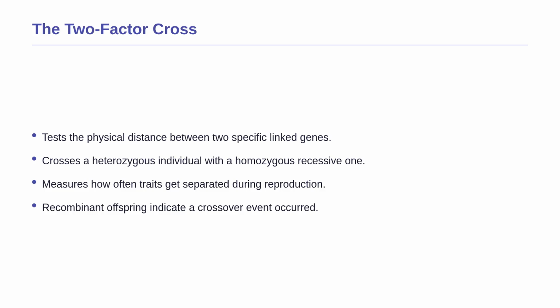Now that we understand what linkage is, let us look at how we measure it. A two-factor cross, also known as a two-point test cross, is our way of testing just how close two specific genetic items are to each other. In this experiment, we cross an individual that is heterozygous for two traits with one that is homozygous recessive. If the genes are linked, the original parental combinations will appear much more frequently in the offspring. By looking at the less frequent, new combinations, which we call recombinants, we can measure the physical distance between the two genes.